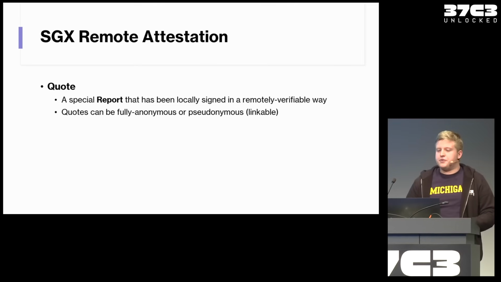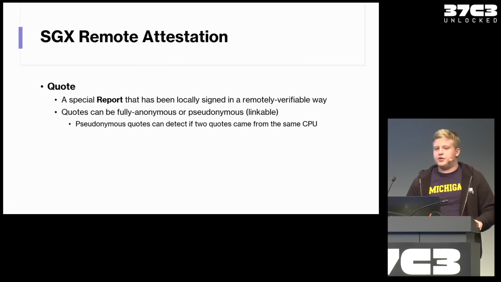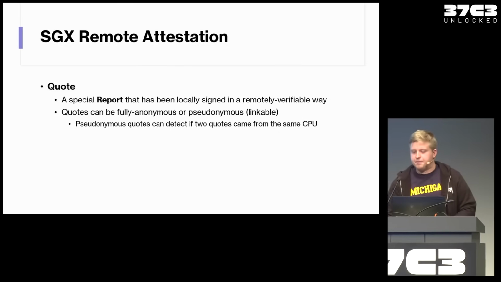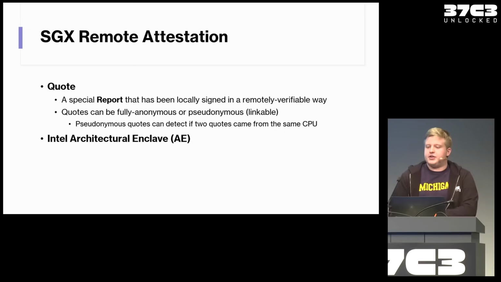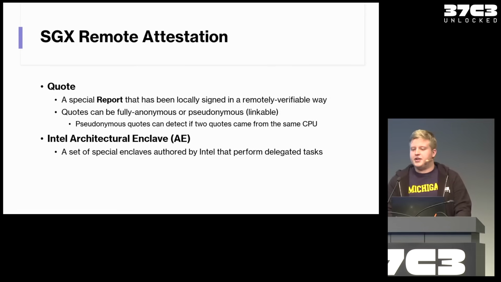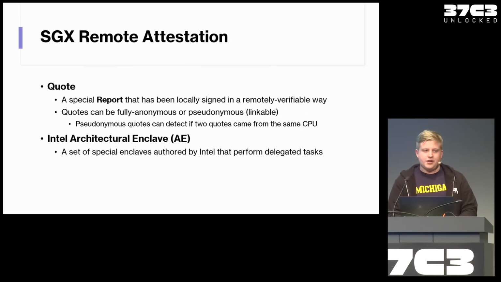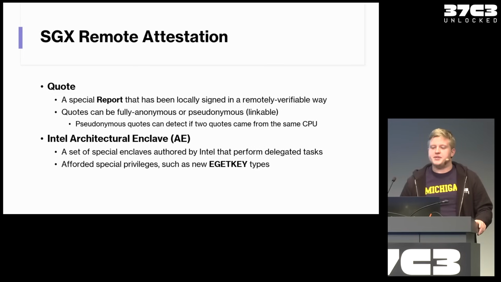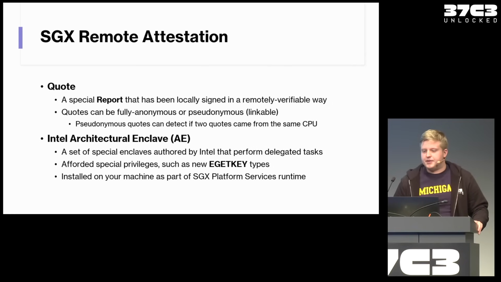These quotes can be either fully anonymous or pseudonymous, or linkable, which just means that the verifying server can detect if two quotes came from the same CPU. To do this, Intel implements something called architectural enclaves, which are a set of special enclaves authored by Intel that they delegate tasks to on your machine. And because they're signed by Intel's certificate, they are afforded some special privileges by the microcode. Mainly, they get access to a couple new EGETKEY types.